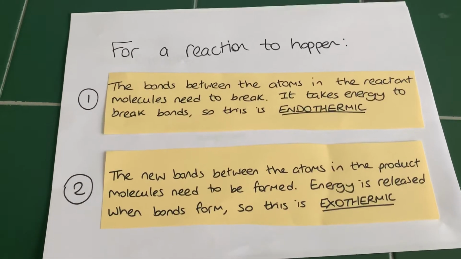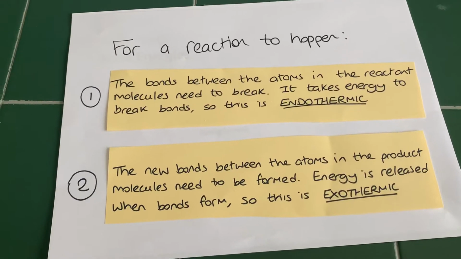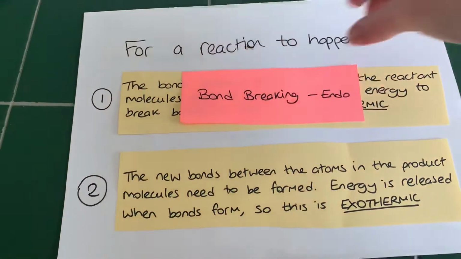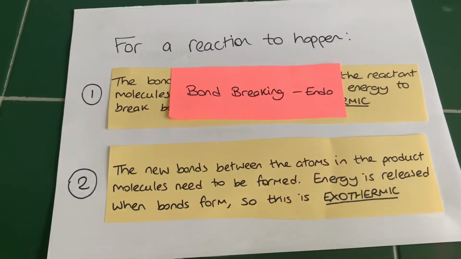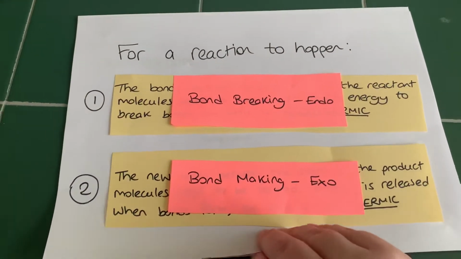So we said the two things that were needed was the bonds had to be broken between the reactant molecules and then the new bonds had to form. And we said that bond breaking was endothermic because it needed energy to do that, and bond making was exothermic. The energy was released whenever these bonds were made.